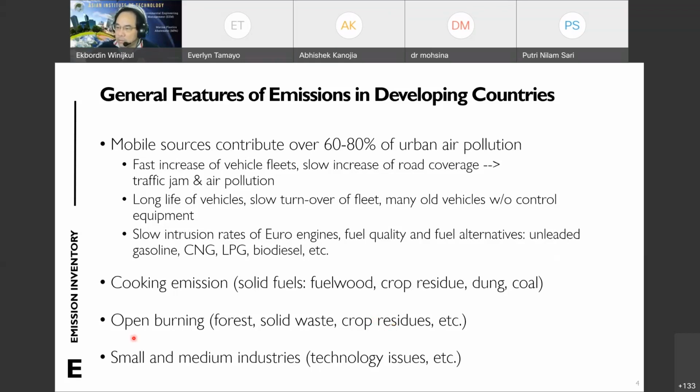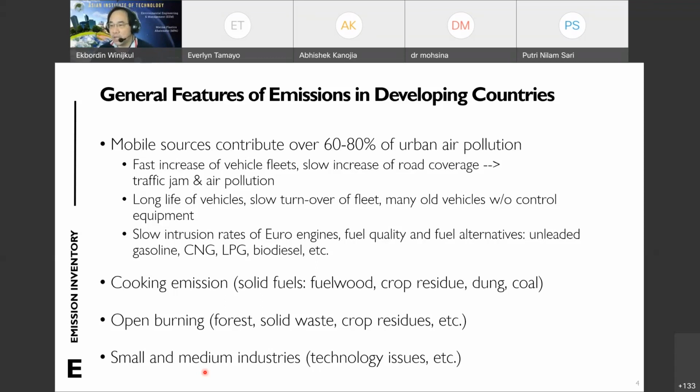And then the last one is the small and medium industry. This one is put as small and medium industry because of the technology issue of small and medium industry compared to big size industry. Most of the big size industry are maybe international corporates. Those international corporates have a lot of money to invest, and most of the time they also need to trade among different countries.